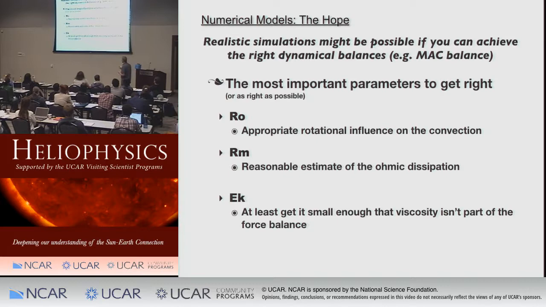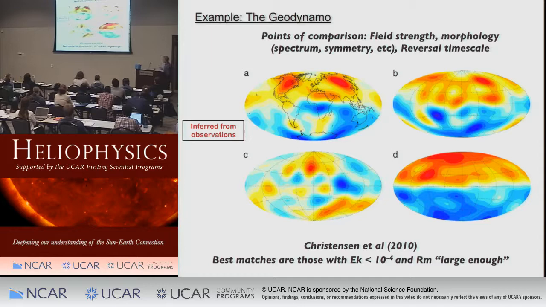And an example here is the geodynamo. So these are simulations of the geodynamo. This is the observed, inferred from observation. So this is taking the surface field and extrapolating it back to the core mantle boundary. And then you can compare it with simulations. This is a simulation here that does a pretty good job.